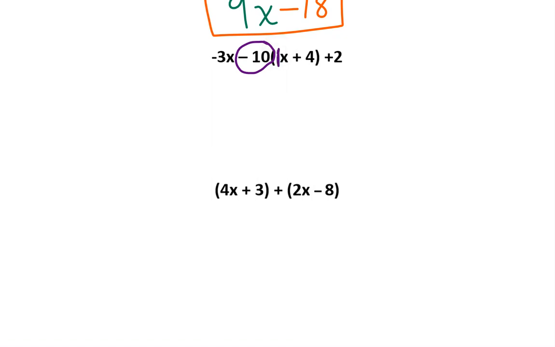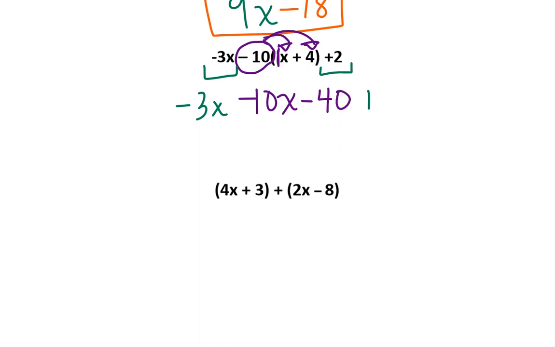So I put a number 1. Now I have a coefficient. I can distribute. So negative 10 times 1x gives me negative 10x. Negative 10 times 4 gives me negative 40. And we're going to do the exact same thing as we did in the first problem. This negative 3x is going to come down, and this plus 2 is also going to come down.